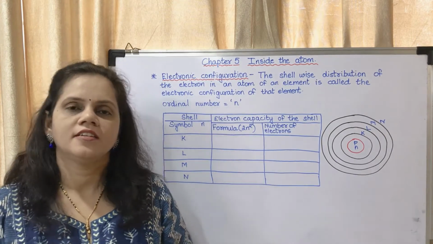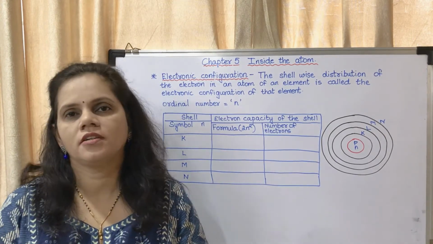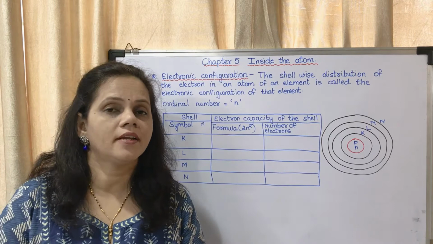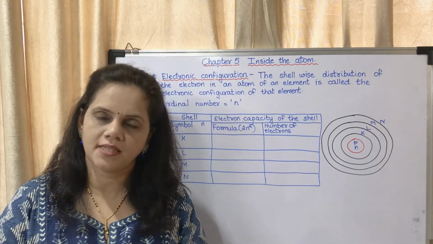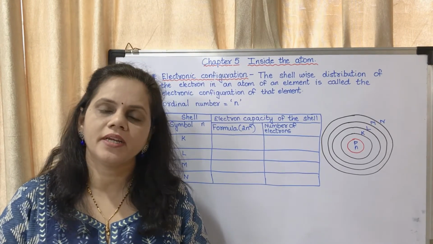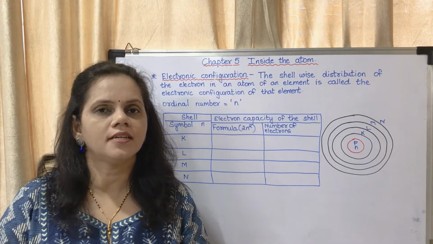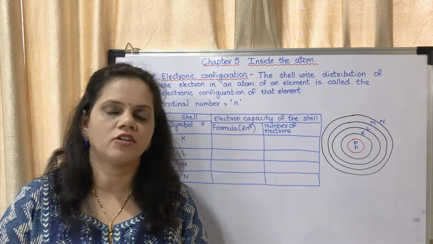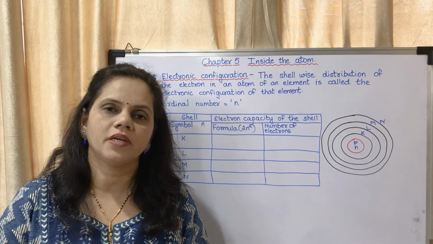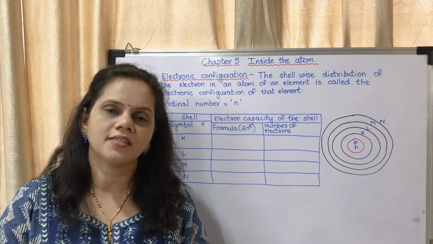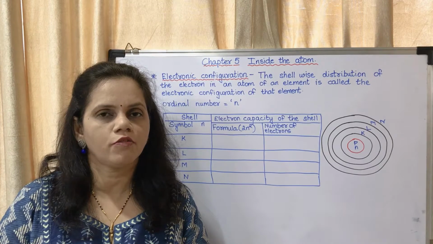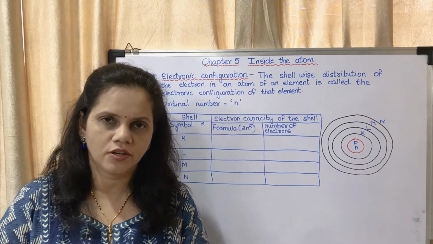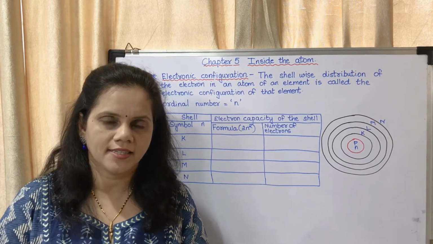Hello everyone. So yesterday we studied atomic number and atomic mass number. What is atomic number? Atomic number is the number of protons or number of electrons. And what is atomic mass number? Atomic mass number is the total number of protons and neutrons in the nucleus.